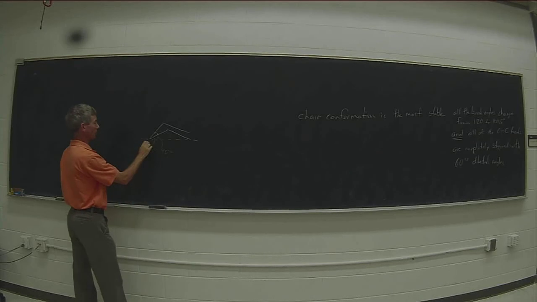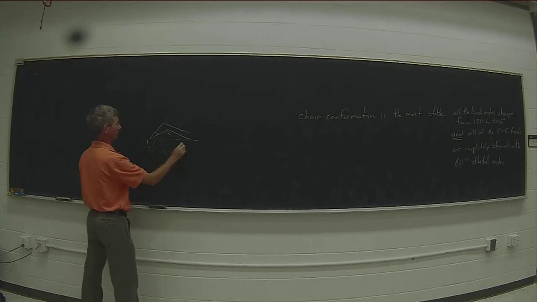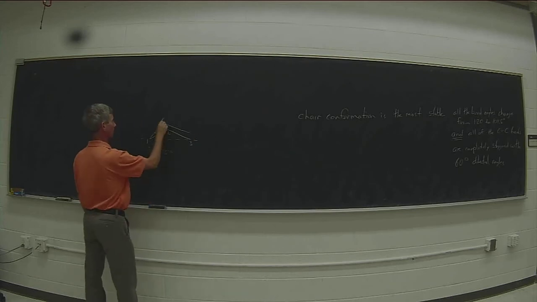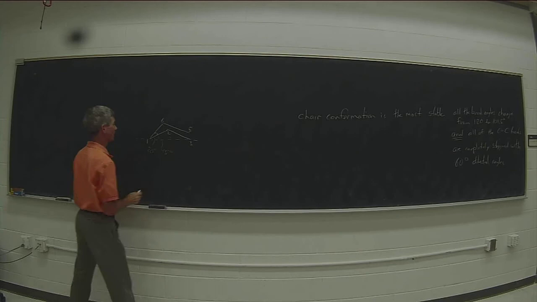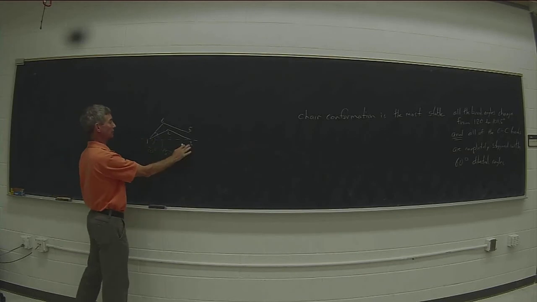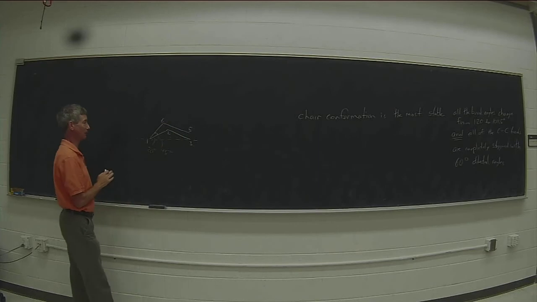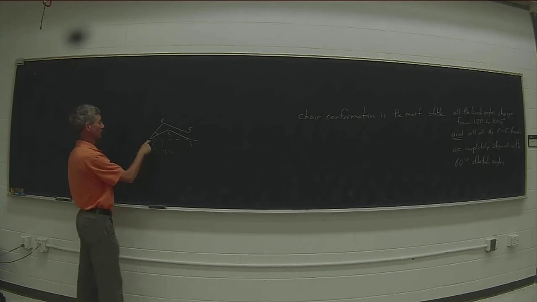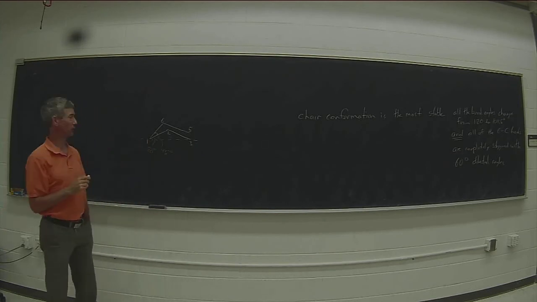So if I call this carbon 1 at the end, carbon 2 and carbon 3, carbon 4 would be the other end, this is carbon 6, this would be carbon 5. I want my bond between carbon 2 and carbon 3 to be parallel to my bond between carbon 6 and carbon 5. I want my bond between carbon 3 and carbon 4 to be parallel to my bond between carbon 1 and carbon 6, because it's the one across the ring.